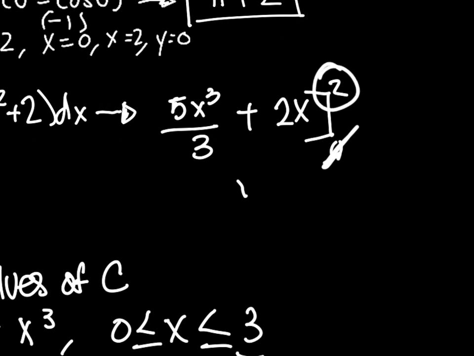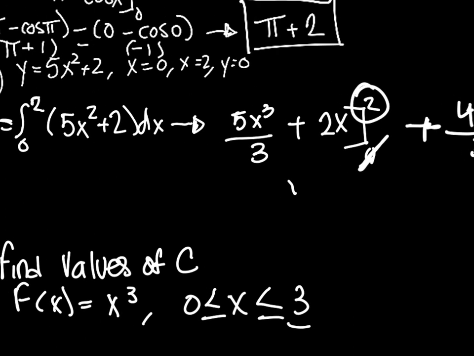So we can just forget about that. We just plug in the number 2, and we would get 40/3 plus 4, which would equal 52 over 3. That would be our final answer for number 7.